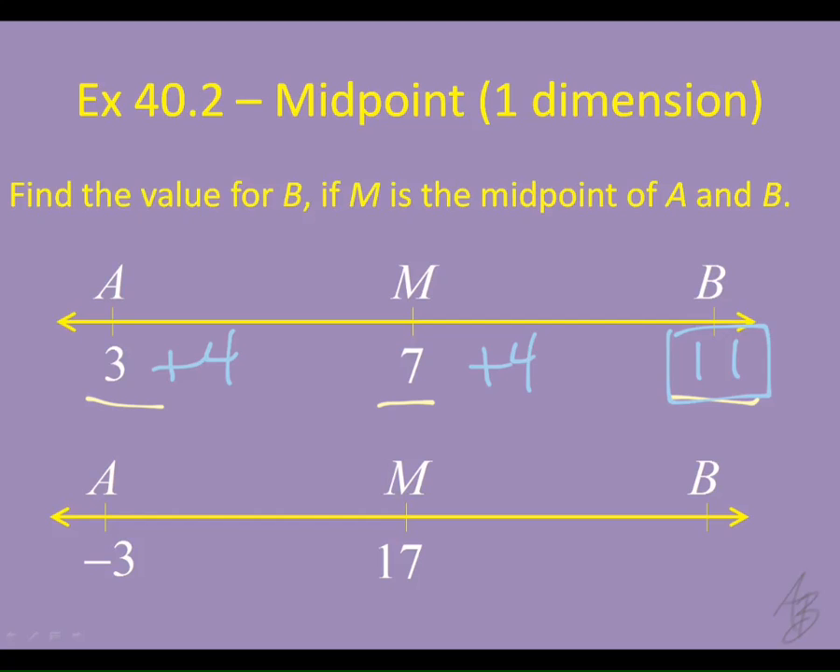Let's go ahead and do that for this next one here. To figure out what I add on to negative 3 to get 17, I would do 17 minus what? Negative 3, which is 20. So that means I'm going to add 20 to get 17, and then I add 20 more to get b, which is 37.